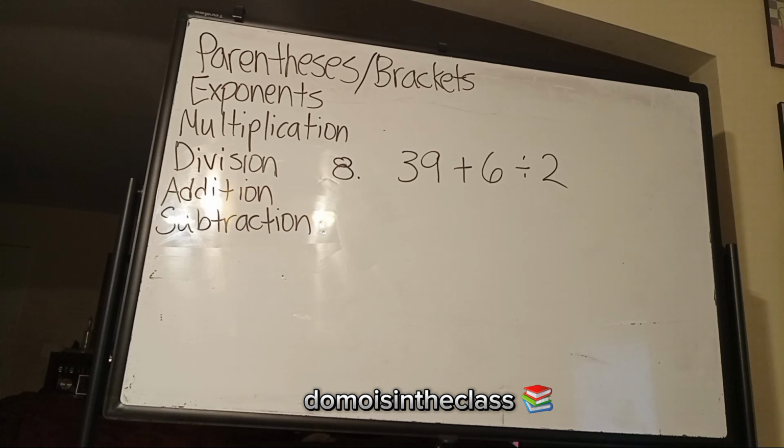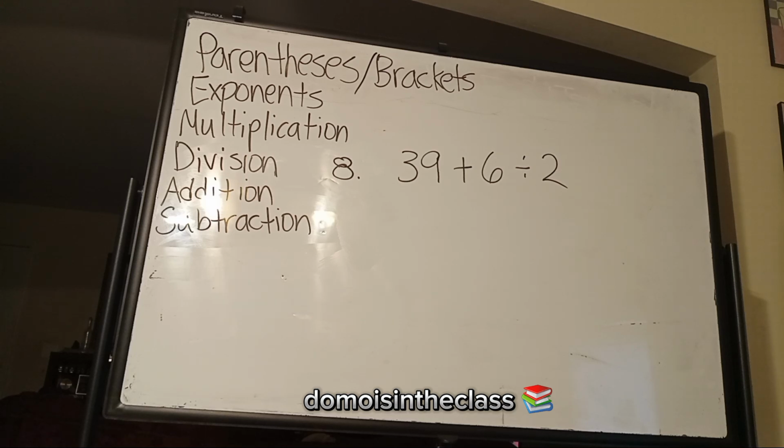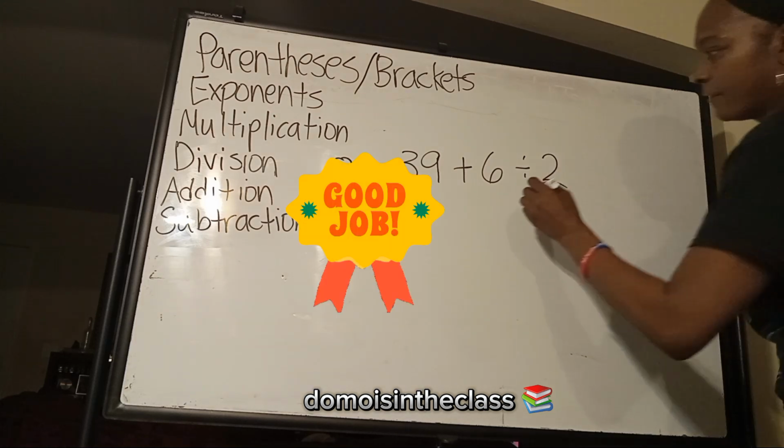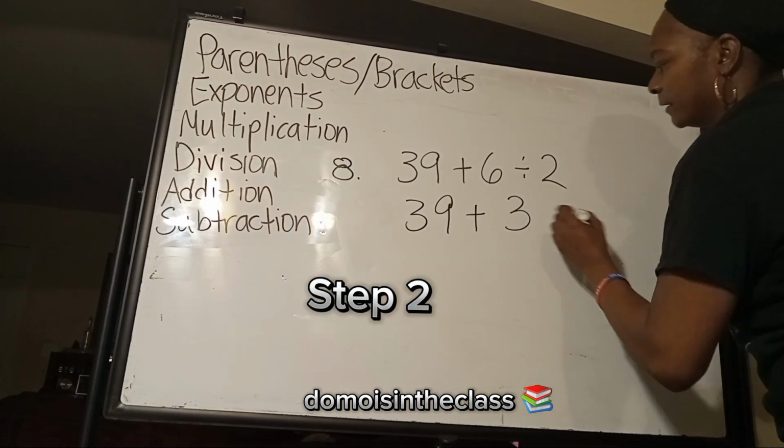All right, so now moving on to number 8, we have 39 plus 6 divided by 2. So the first thing you ask yourself is, do I have any parentheses? No. Do I have any exponents? No. Do I have any multiplication? No. Do I have division? Yeah. That's what we got to do first. So what's 6 divided by 2? 6 divided by 2 equals 3. All right, great job. We get a 3 plus the 39 in front.